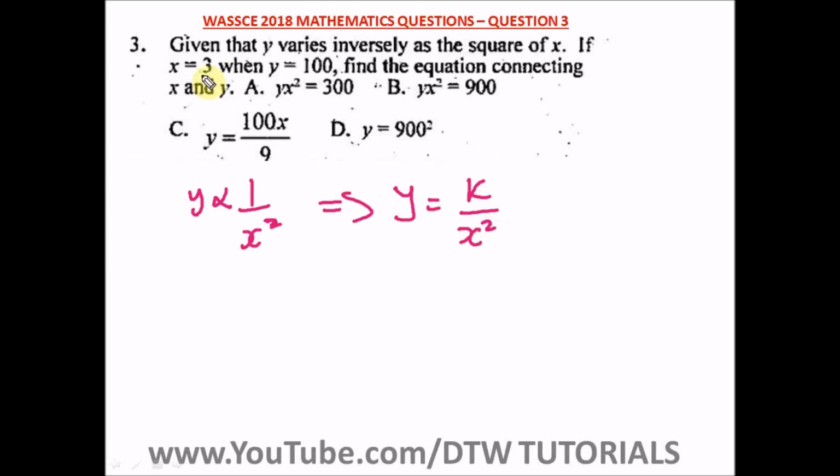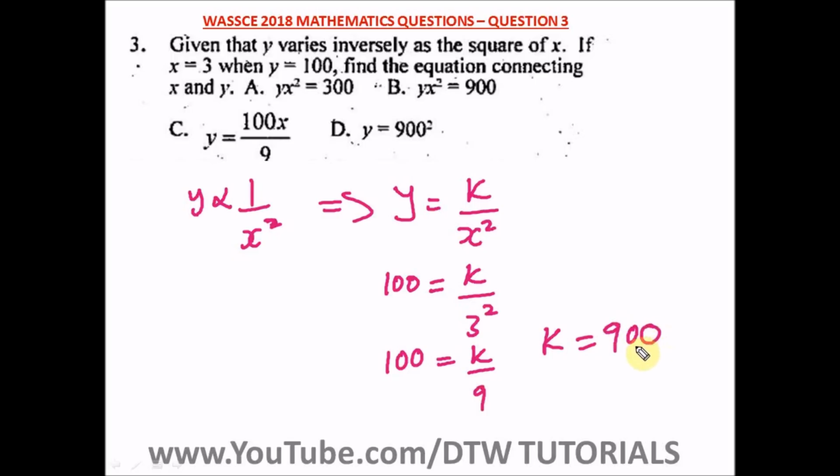Okay, so it says if x is 3 when y is 100, find the equation. So let's put x as 3 and y as 100 here. So we put 100 equal to k over what is x? 3. So we have 3 squared. And what would that give us? That is 100 equal to k divided by 9. And to get k, k is equal to 9 times 100, which will give us what? 900. Okay, so k is what? 900.